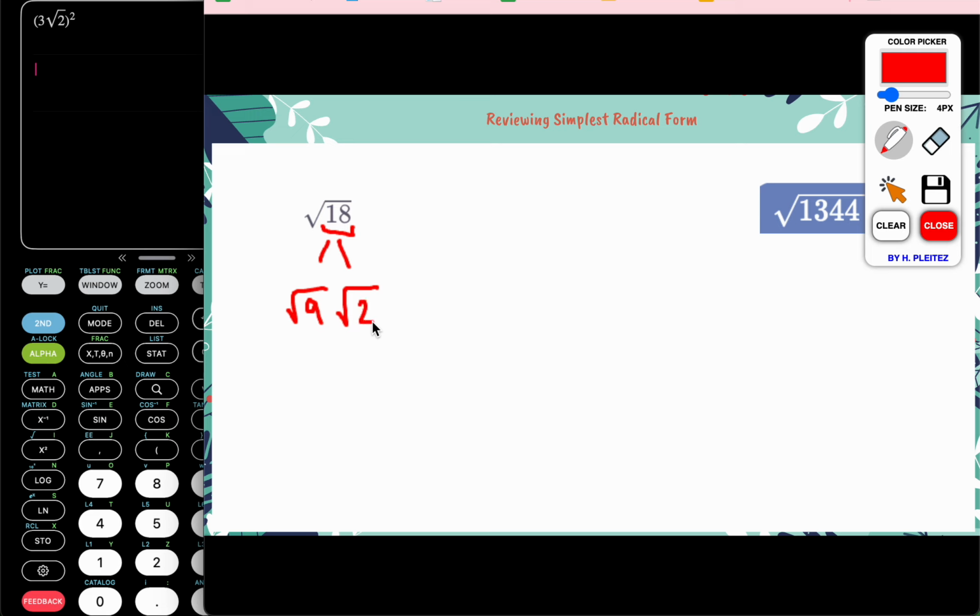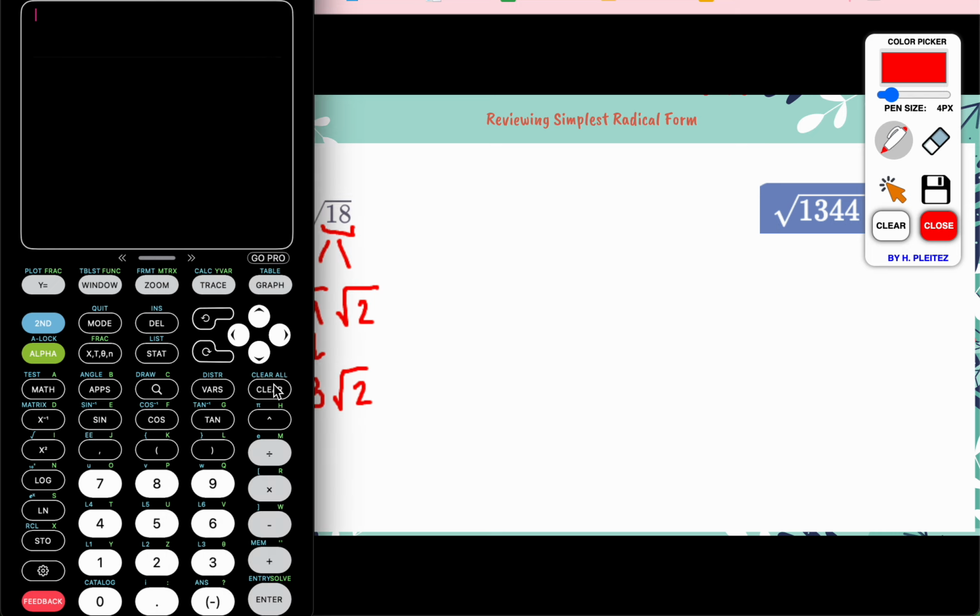So square root of 9 times square root of 2. And then you want to see if any of them are a perfect square, right? If any of them can be broken down. So this radical 9 right here, I know that that's going to be equal to 3. But this square root of 2 I can't break down anymore. So that's going to just be 3 radical 2, and that would be radical 18 in simplest radical form.